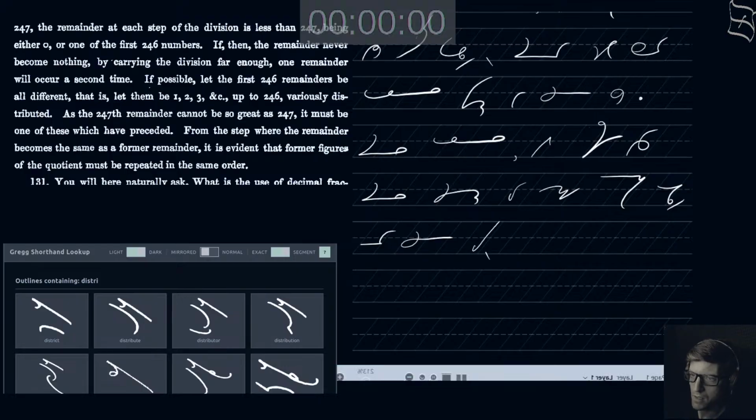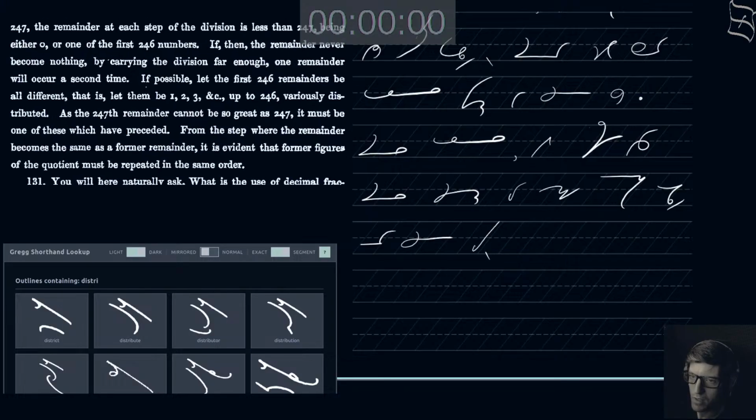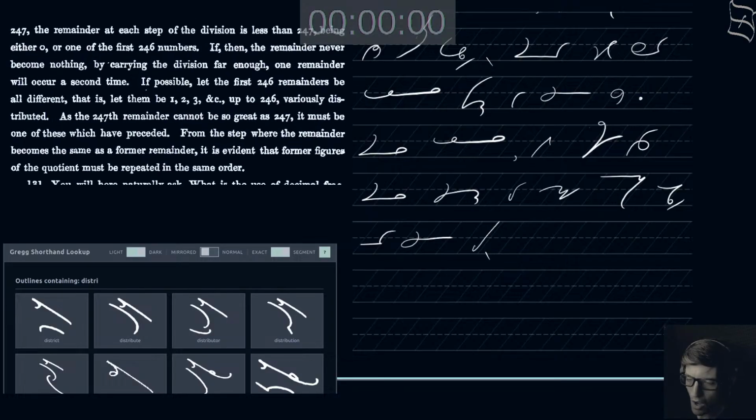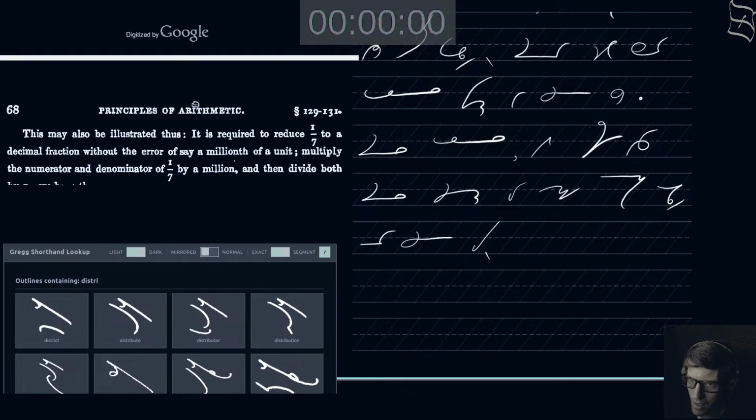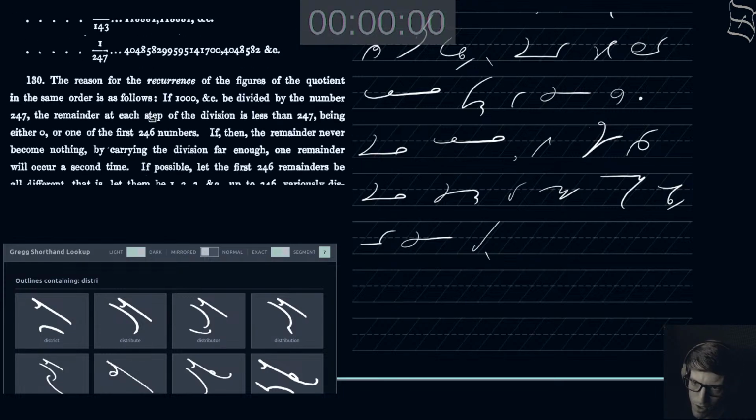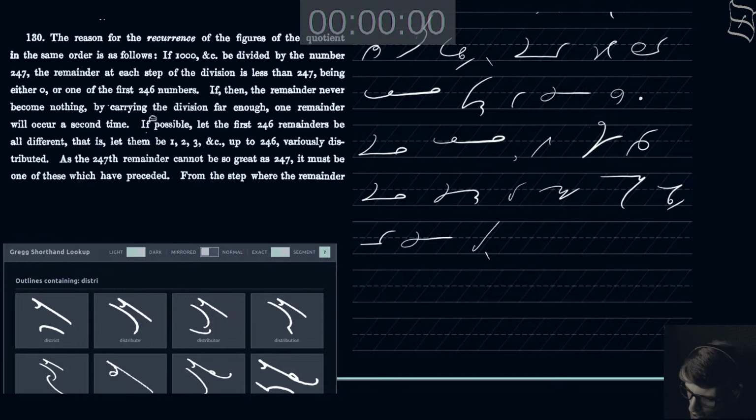And that's it. Excellent. I'll read this when I come back from lunch. We started on page 65, Article 126, and we got to Article 130, which was page 68. So 3 pages in 2 hours. Not too bad.